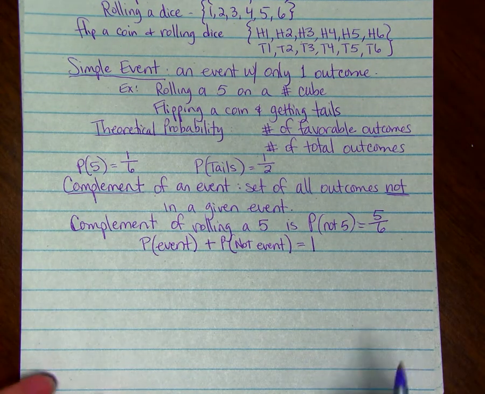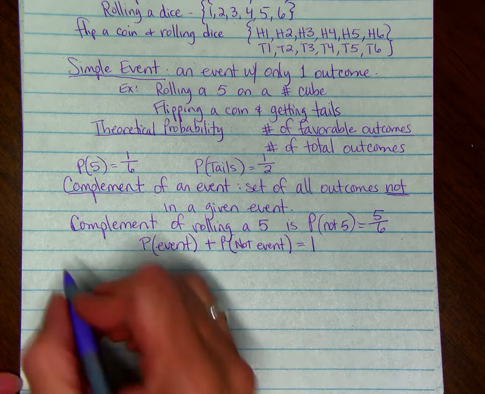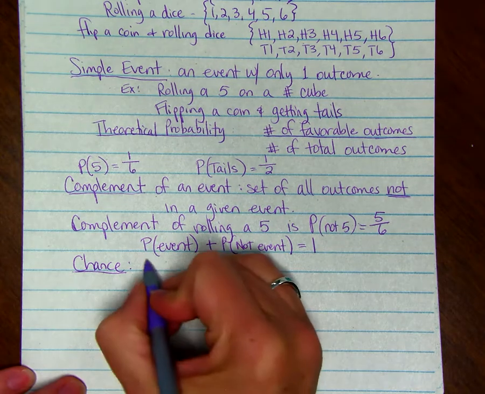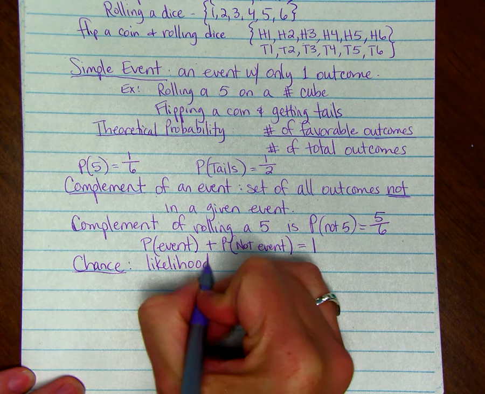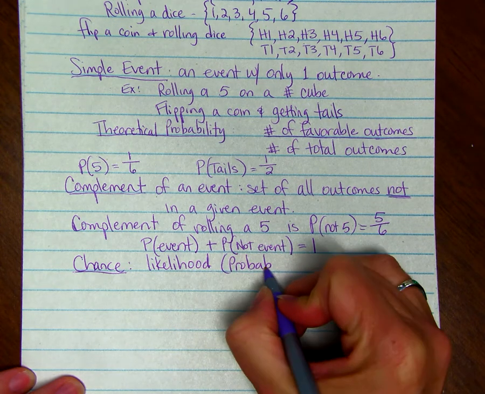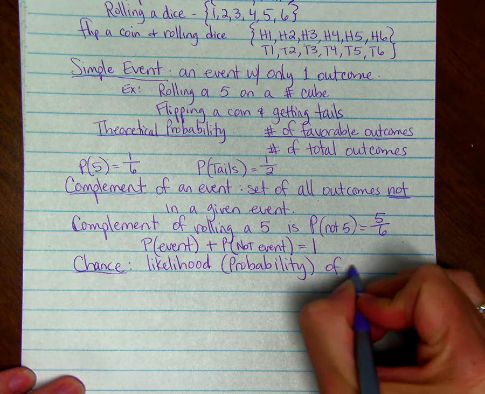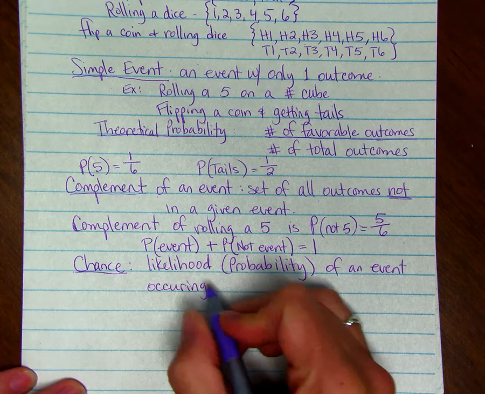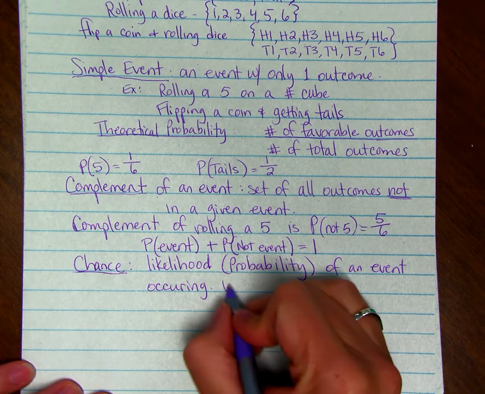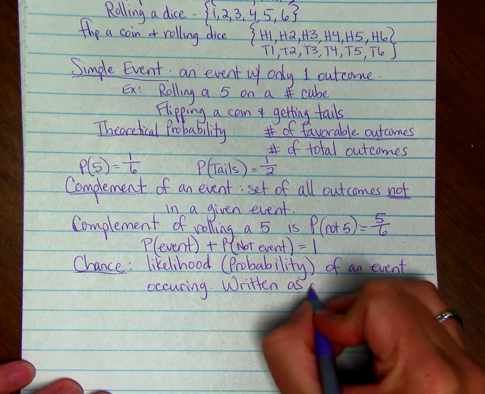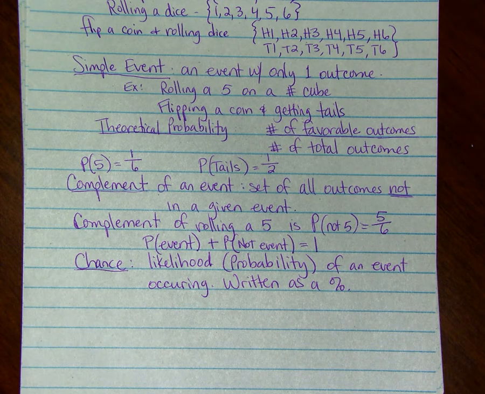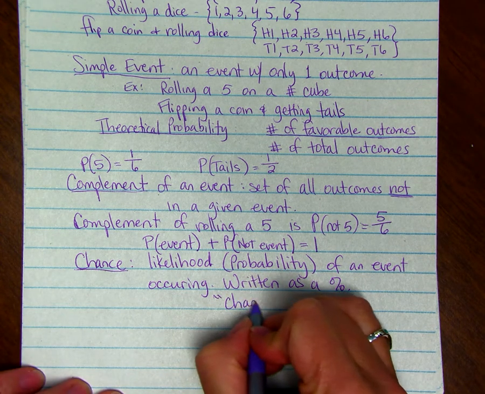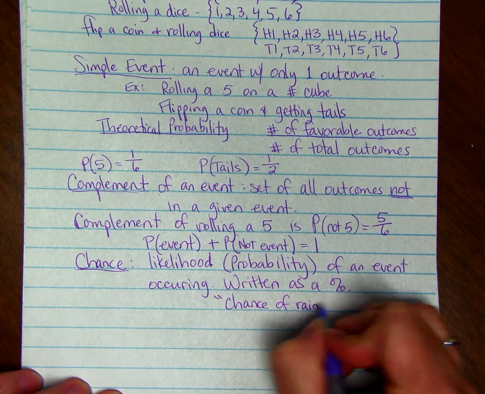There's one more vocab word, and it's chance. It's the likelihood, and it's also a probability of an event occurring. It's written as a percent. I always think of the weatherman. He says, what's the chance of rain? And he'll give it as a percent, for instance, 40% chance of rain. So I'll just put in here chance of rain.